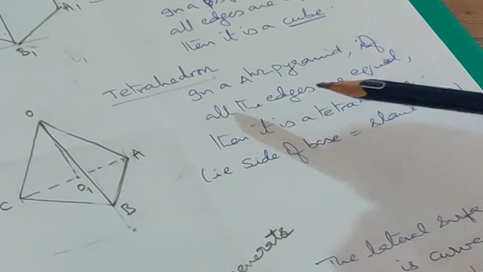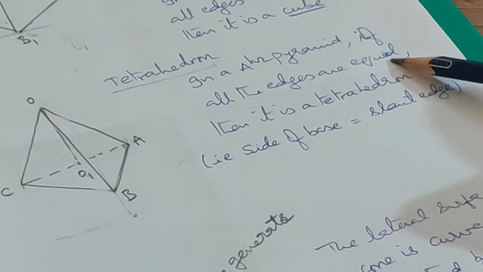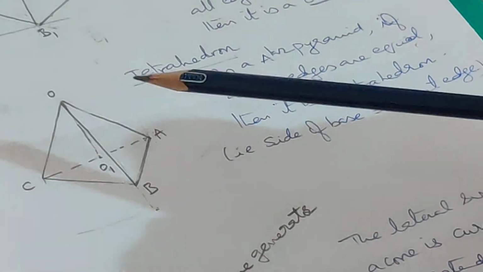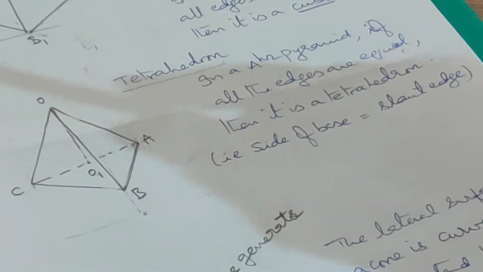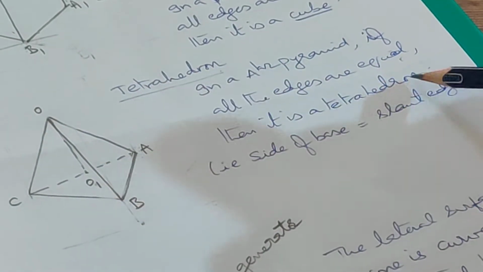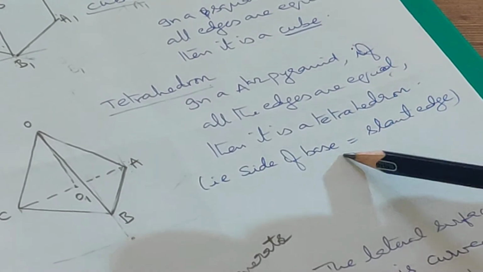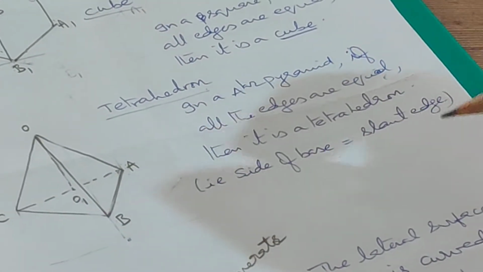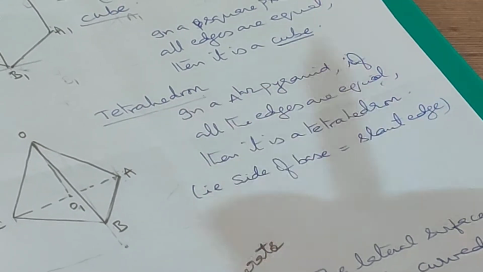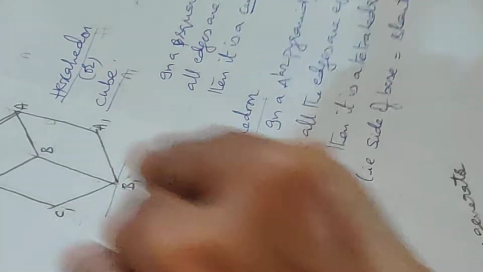In a triangular pyramid, if all the edges are equal, that means all the 3 base edges and also the slant edge, then it is a tetrahedron. That's what I have written here. Side of base is equal to slant edge. Now we are going to take up a problem on this. I'll remove the sheet and go to the problem.